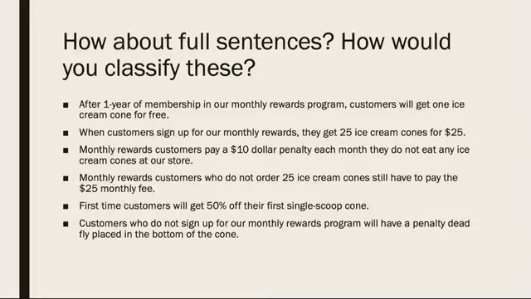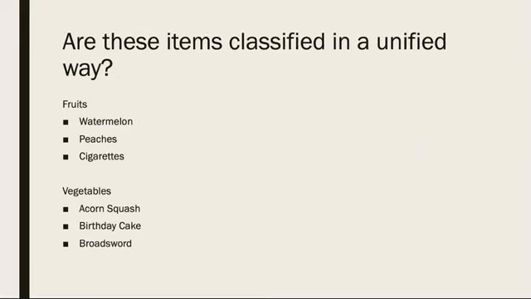And this is the kind of stuff you're going to be doing sentence level and article level and essay level throughout this practice of classification. So we're just going to do a couple more warm-ups, and then we're going to move on to outlines in the next video. So if you were going to classify these items in a unified way, let's say this is how somebody classified them, how would you fix it? So the base of classification for the first one is fruits. And we have watermelon, peaches, and cigarettes.